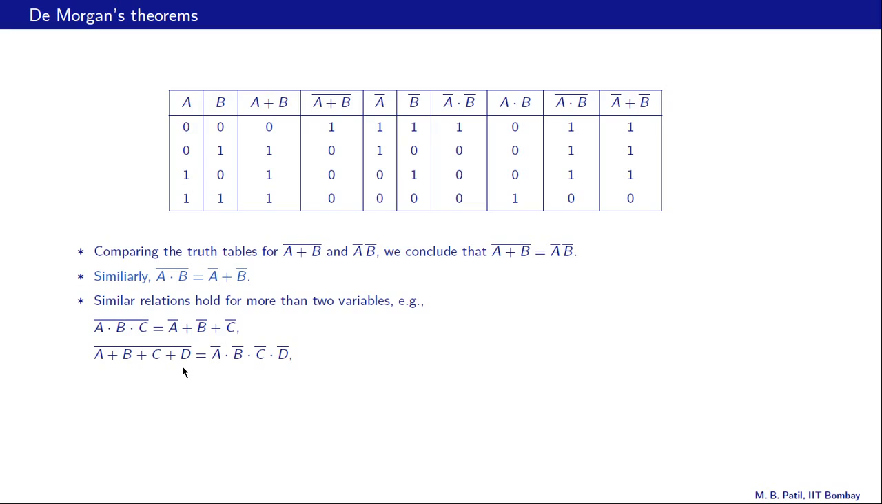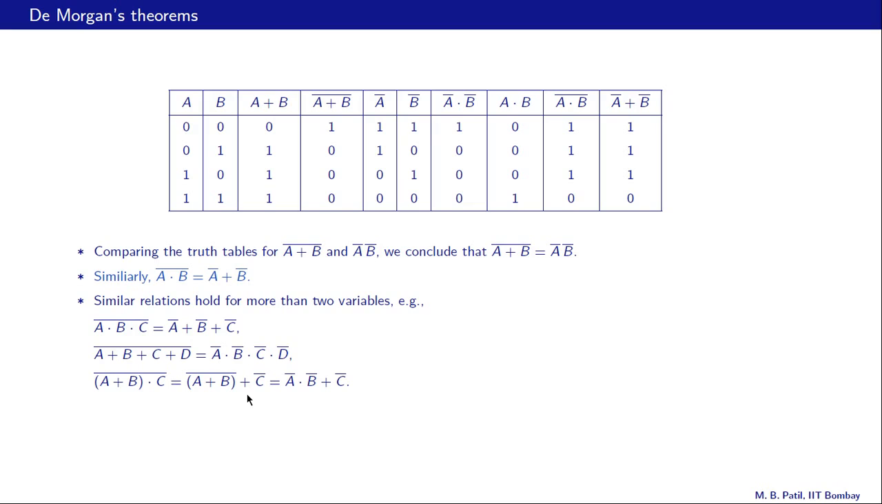Here we have four variables. (A + B + C + D) whole bar is A bar and B bar and C bar and D bar. And we can also apply these theorems to more complex expressions. For example, we treat this as one variable, and then we can apply this theorem. So instead of A, we have now A plus B here, and B is C here. When we apply this theorem, we get (A + B) whole bar plus C bar.